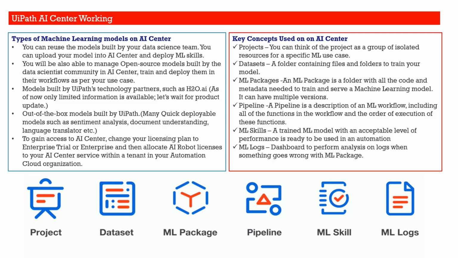ML packages are of different types, right? You can reuse the models built by your data science team. You should be able to import the model that your data science team has built in your organization and deploy that as an ML skill. So that's one way of doing it. The other way is you can also use open source models given by the data science community in AI Center, and you should be able to train and deploy them on AI Center, right? So you don't need to create new infrastructure for training and deploying an AI model.